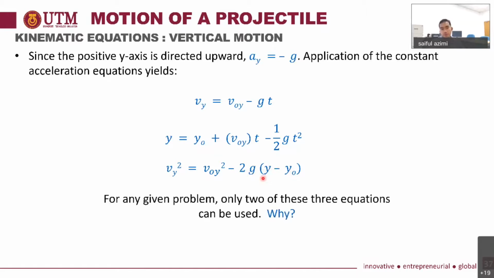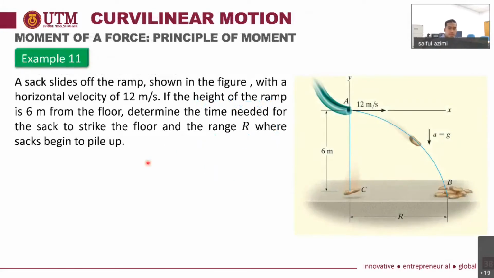So for any given problem, only 2 of these 3 equations can be used. Do you know why? This is because the third equation is actually derived from the first and second equations. When you express t in terms of something from each, you can get this equation. Right, so let's take a look at the example.